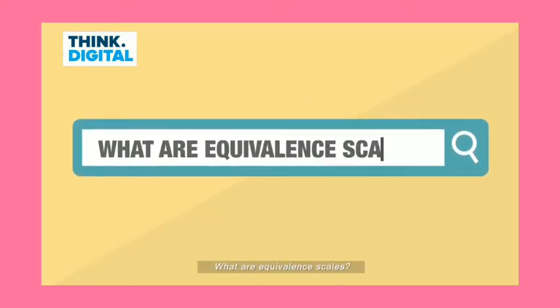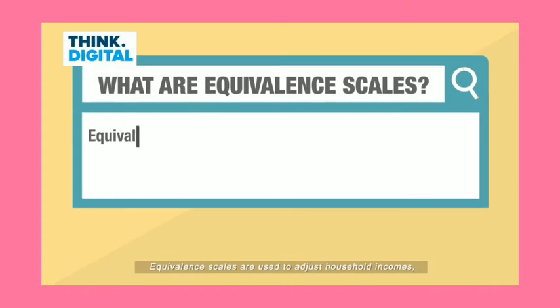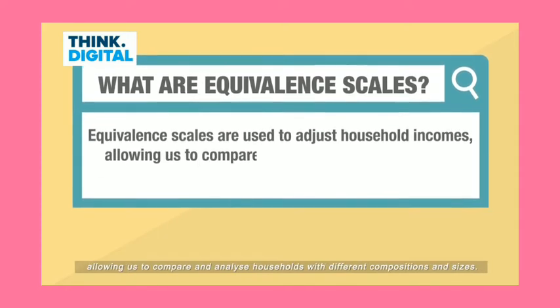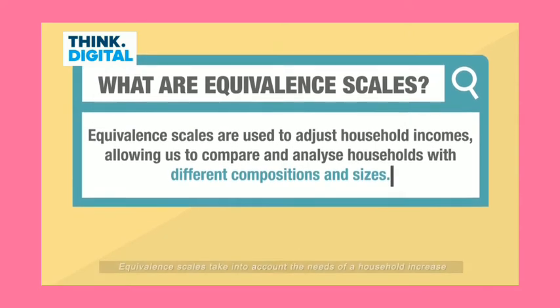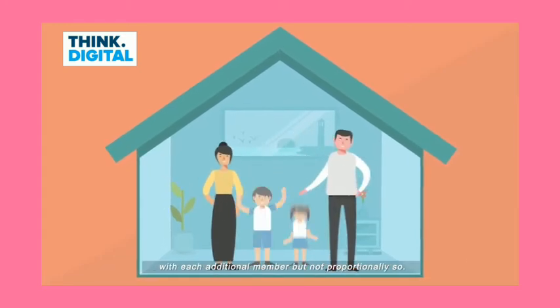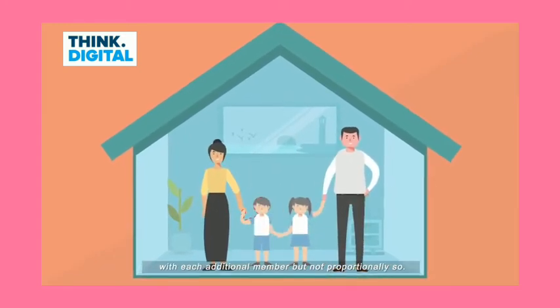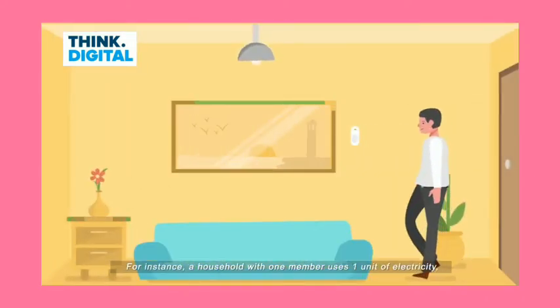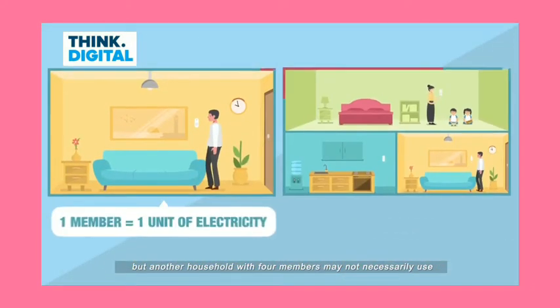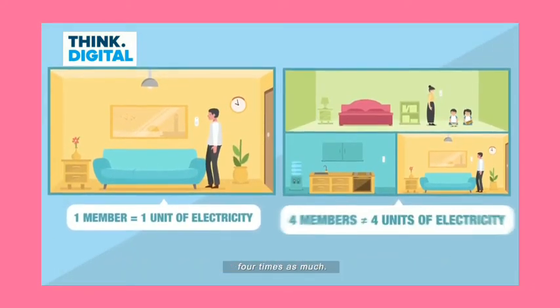What are equivalent scales? Equivalent scales are used to adjust household incomes, allowing us to compare and analyze households with different compositions and sizes. Equivalent scales take into account that the needs of a household increase with each additional member, but not proportionally so. For instance, a household with 1 member uses 1 unit of electricity, but another household with 4 members may not necessarily use 4 times as much.